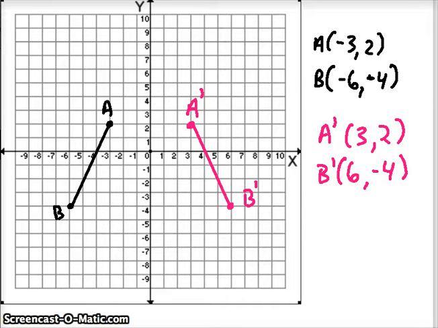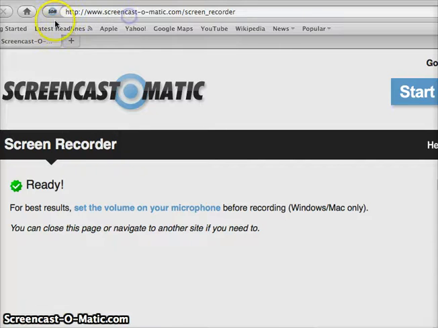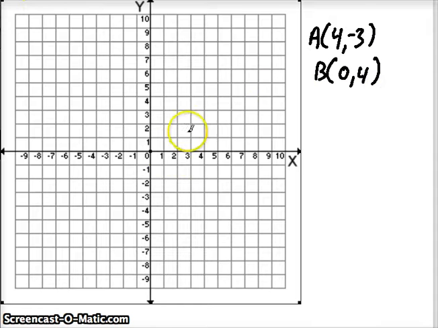Alright, let's keep going talking about reflections. Try this example here. If A is (4, -3), and B is (0, 4). Let's see what they look like. (4, -3) is right here, that's A. B is 0 and 4 on the y, so that's B. So here's kind of a special case where one of the points is on the axis that we're trying to reflect over. Well, it should just stay right where it's at.